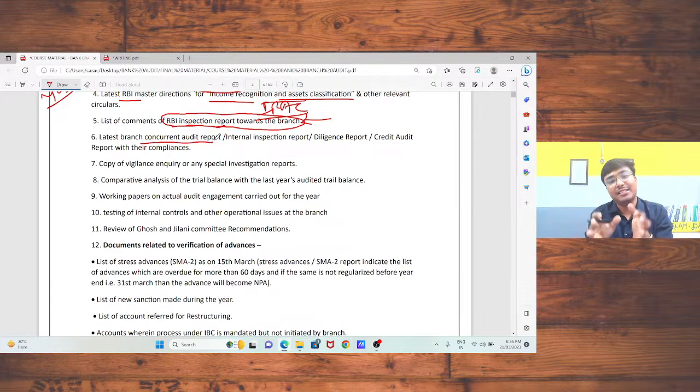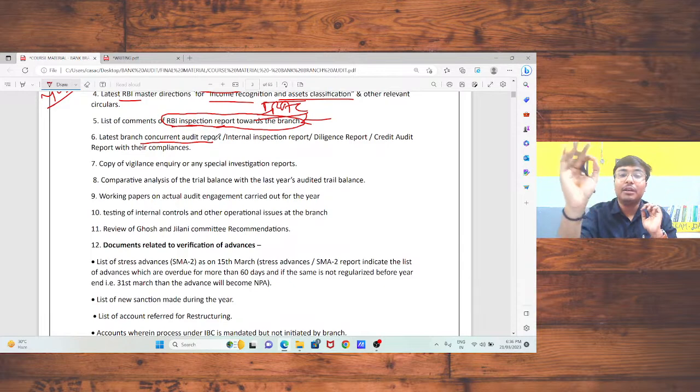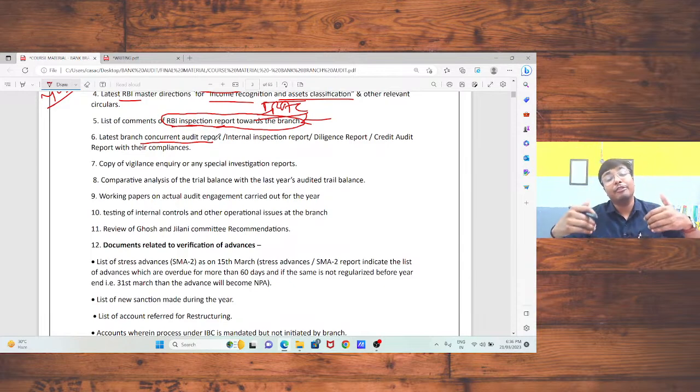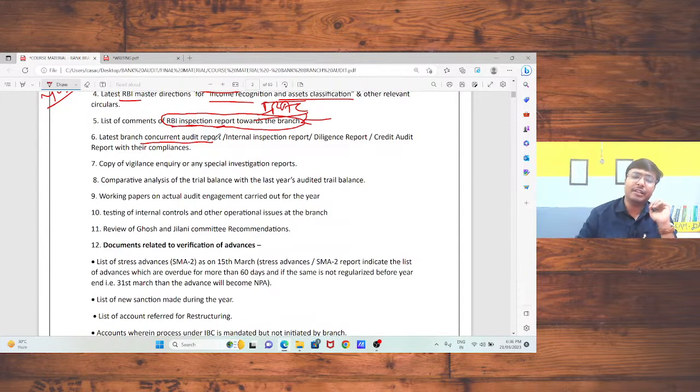If the branch is under concurrent audit, then in that case we should take the concurrent audit report also. On a monthly basis the concurrent audit is done, and we should check the comments of that concurrent auditor, because the concurrent auditor will audit each and everything of that branch. So multiple things we can find in that concurrent audit report. If there is any deficiency in that particular concurrent audit report, in that case we should communicate the same to the Reserve Bank of India or that zonal office, then the proceeding will be done.